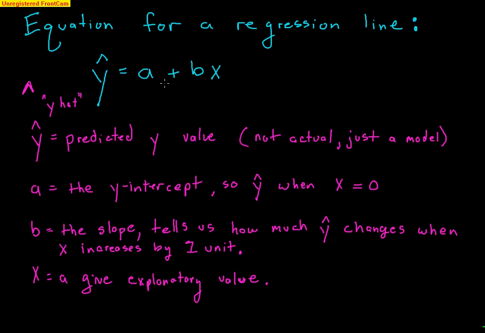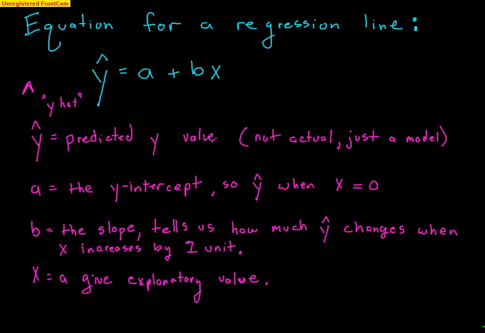This first number here is the y-intercept. It is what we predict y to be when x is 0. So in our case, if we have a car with 0 miles on it, what do we predict the price to be?